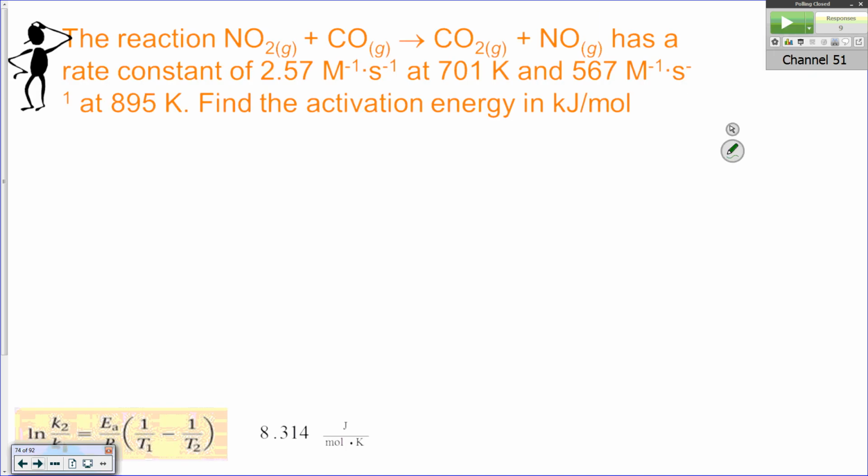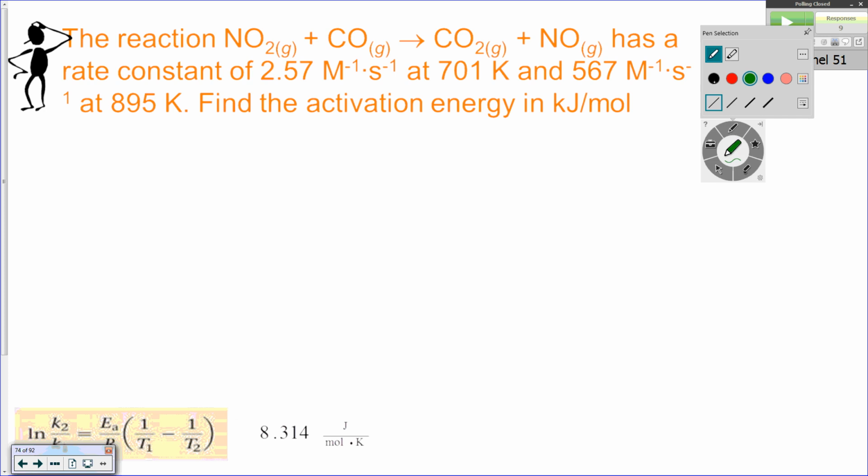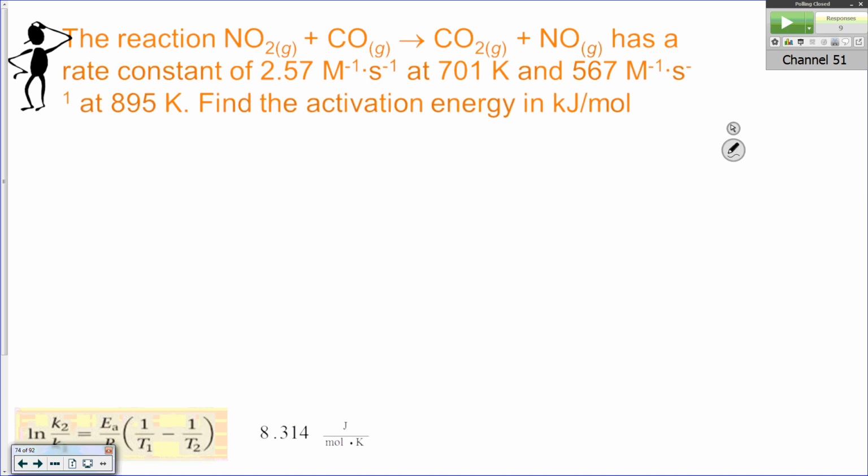All right, so here's my first example. I've got a reaction, and that gives you the reactants. It says the rate constant is 2.57 at 701 degrees Kelvin, and it increases to 567 if I increase the temperature to 895 Kelvin, and I want to know what the activation energy is. So this activation energy is the E sub A. I'm wanting to find out what that is.